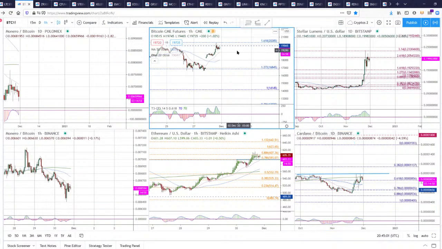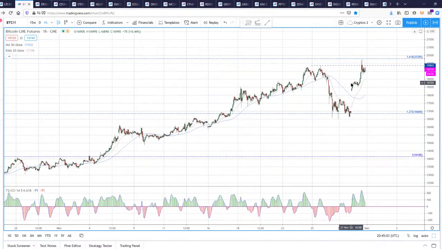We need to see a bigger pullback, and we haven't seen it yet. And we might make a new high, something in the order. So if this high to this low, where did we go?